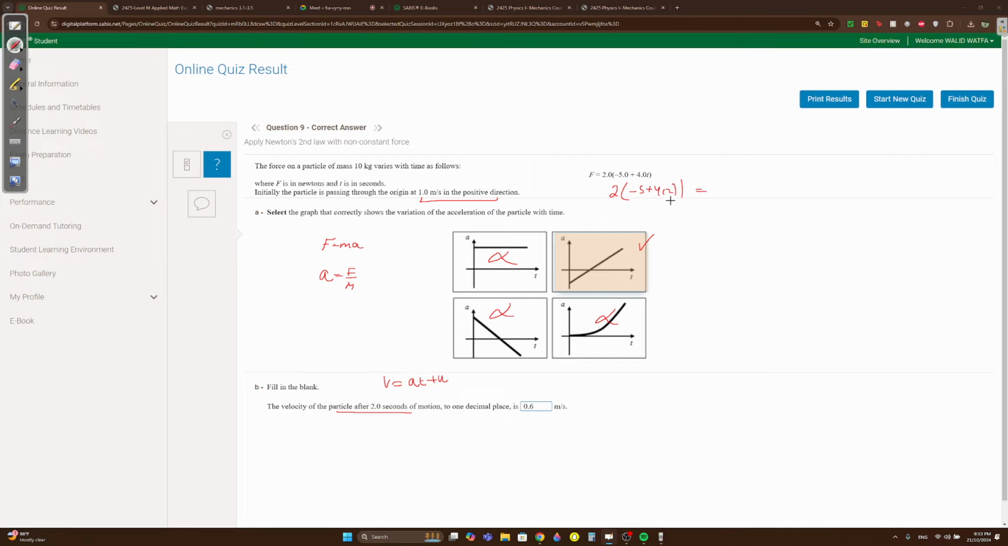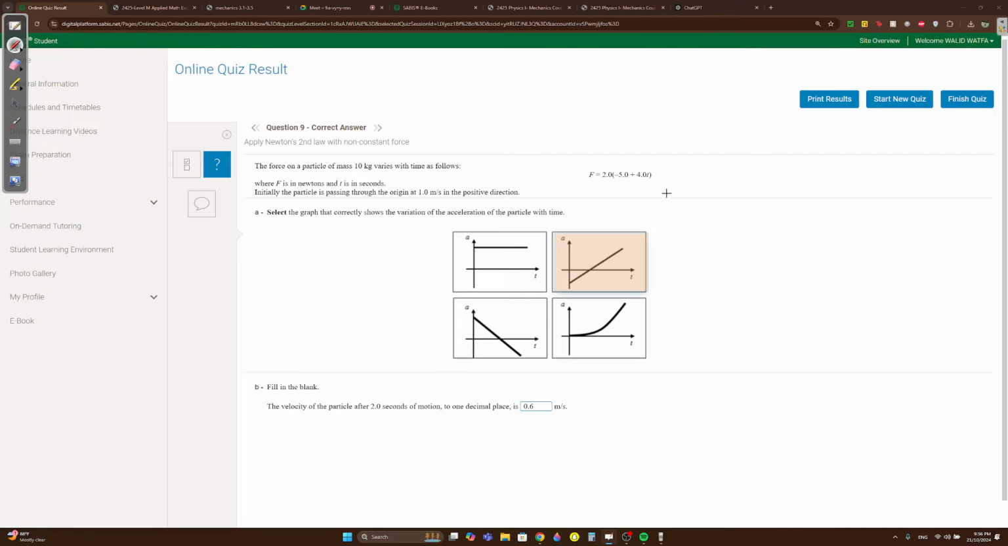You're gonna get 6. That's the force. The mass is 10, so you're gonna get 0.6. So I guess you just do acceleration 0.6 times the time, 2 seconds, plus initial velocity 1. Get 2.2. Oh my god. Wait. Let me go through this again, one by one.